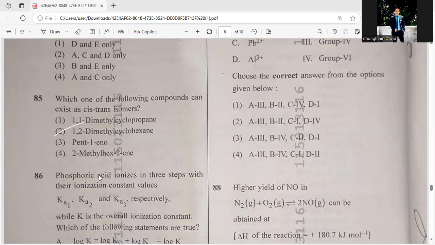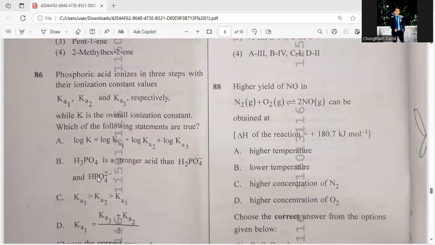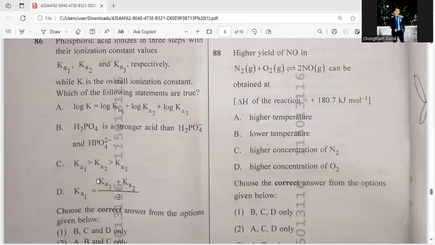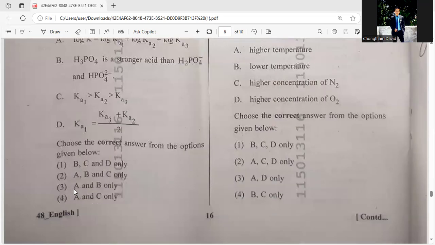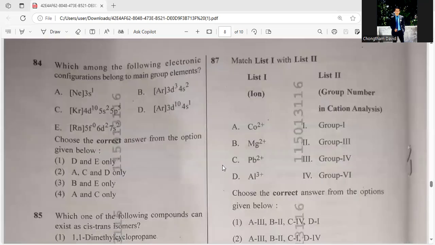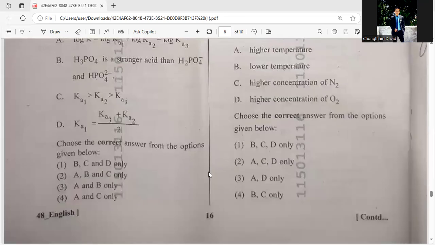Next, question number 86. Phosphoric acid ionizes in 3 steps with the ionization constants K1, K2, K3. So overall K is the overall constant. Which of the following statements are true? Easy question. B is the correct answer. C, then D. So the answer will be option 1, B, C, and D. Option 1.